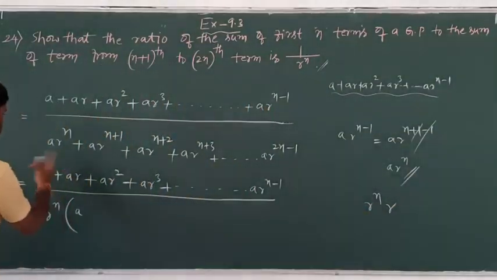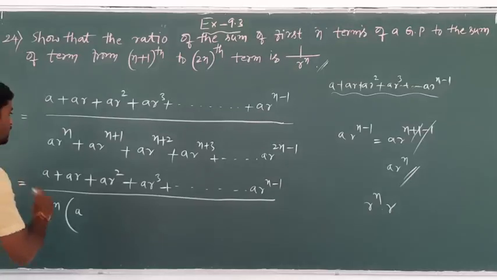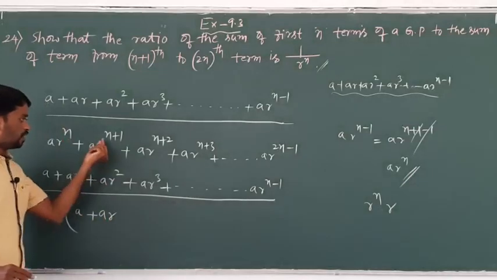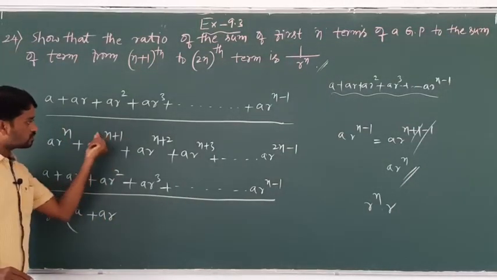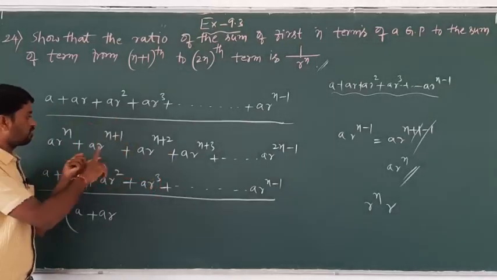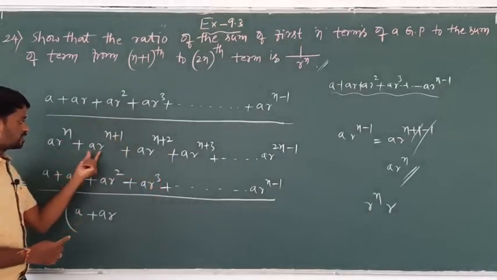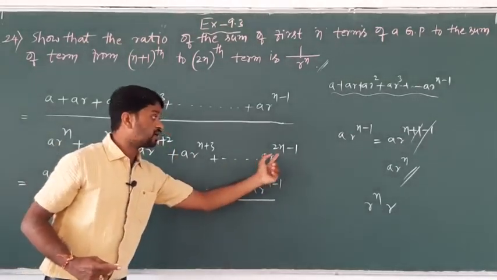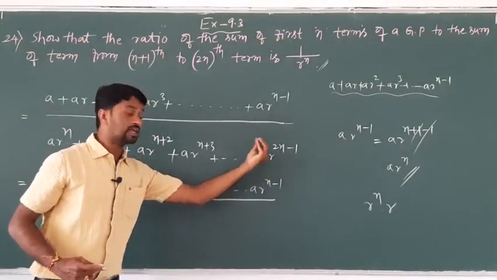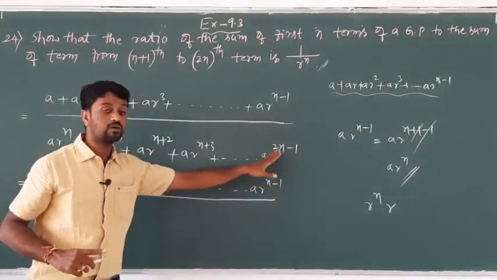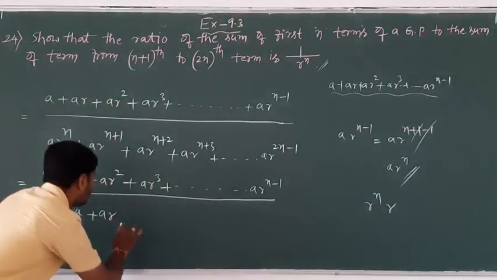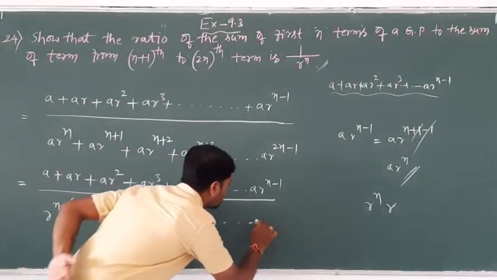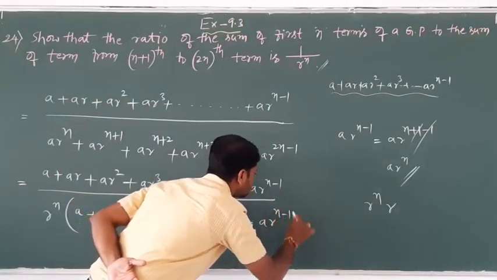Here r power of n gets common outside. What is the remaining? a, then ar, then ar square, then ar cube, up to so on, a into r power of n minus 1 only. So the remaining is a plus ar plus ar square plus ar cube, up to so on, a into r power of n minus 1.